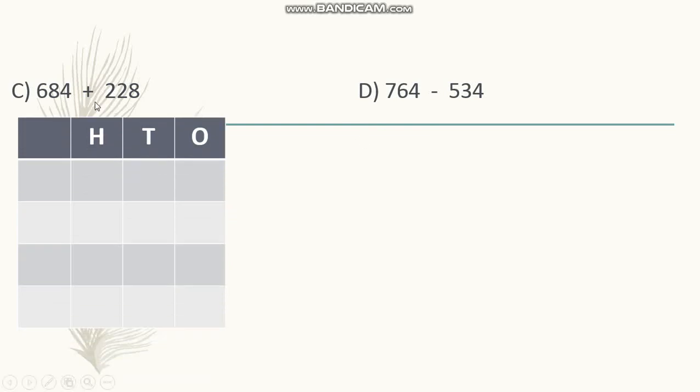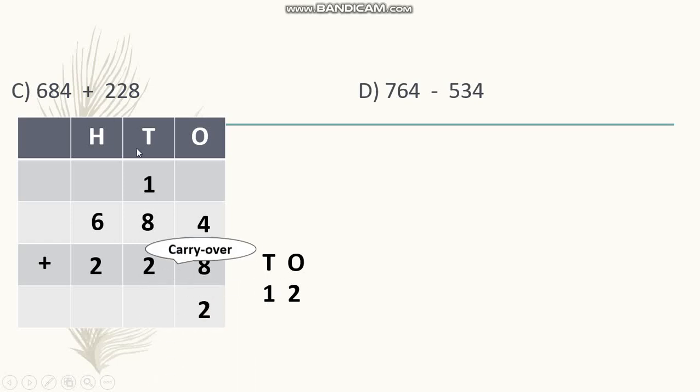Next is 684 plus 228. So again I am arranging the numbers: 684, then hundreds 2, tens 2 and ones place 8, with plus sign. I am starting addition with the ones place. So 4 plus 8, we all know 4 plus 8, what will you get? 12. So as I already explained, 2 at the ones place and this 1 at the tens place as a carry over, right?